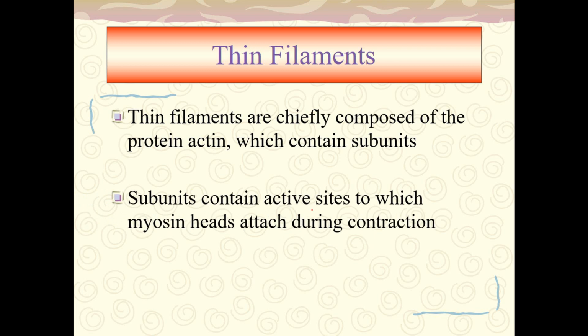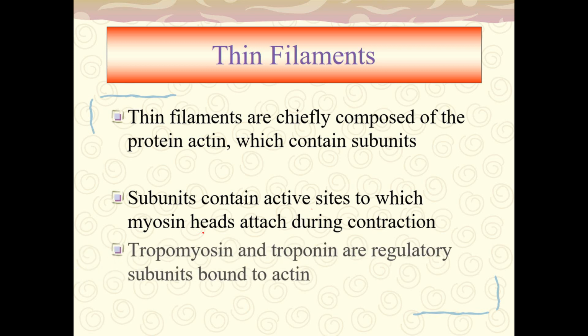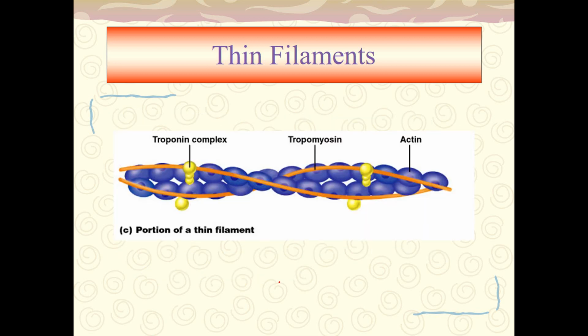Actin is going to have active sites to which the myosin heads attach during contraction. And we're going to see that there are regulatory subunits that are bound to actin. So let's take a look at this. I don't know if you can see, this is like a whole bunch of beads, right? And those beads are actin. In the center, can you see that there's that dark hole there? That is the active site for that myosin head to attach. So, as long as that active site is exposed, muscle contraction occurs.